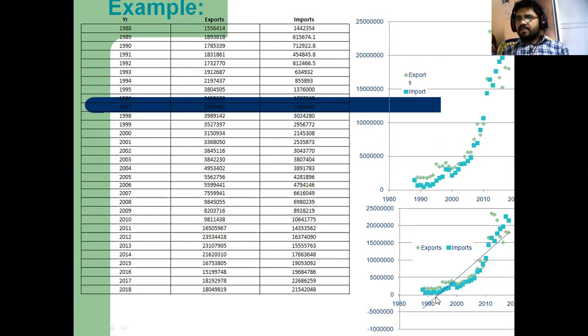But if a straight line will be there, and the dots are very close to this line, if it is like this, it may be positive. If the straight line is like this, it is a negative slope. If the dots are very close to the negative slope, it may be negative correlation. So here the dots are very close to the straight line, and we can say that there is a positive correlation existing between the exports and imports.